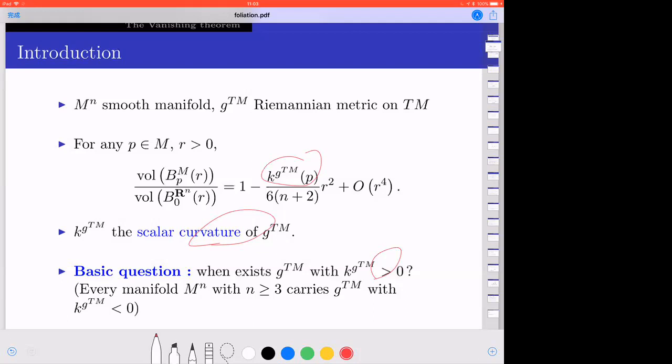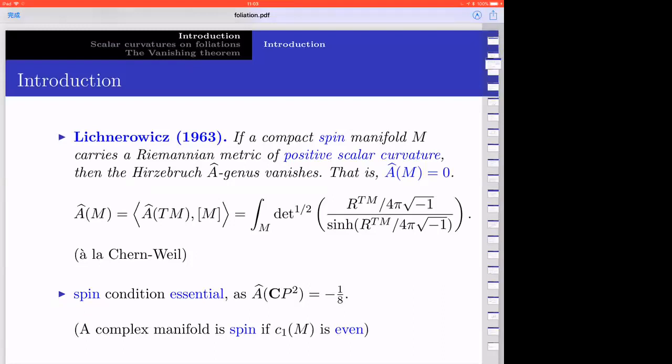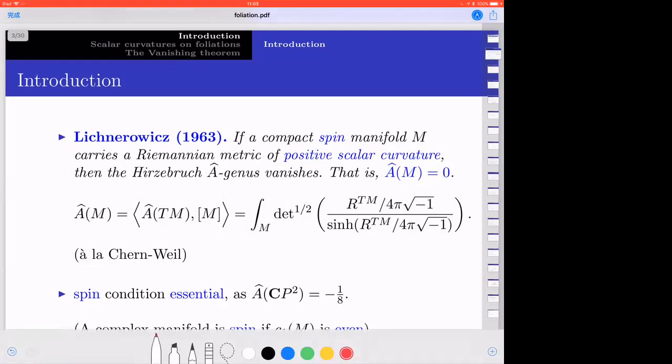The first general one is given by the Lichnerowicz formula, dating back to the 1960s. The Lichnerowicz theorem says that if you have a spin manifold, and you have a metric of positive scalar curvature, then the A-hat genus is equal to zero. There's a vanishing. So if the A-hat genus does not equal zero, then on a spin manifold there will be no metric of positive scalar curvature.